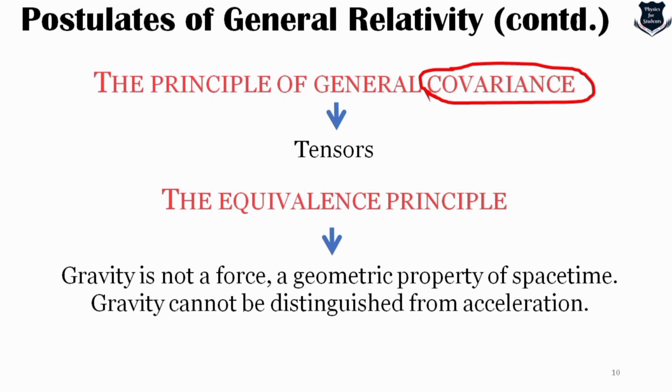So this is extremely important: if we do not understand the postulates, what covariance is and what the equivalence principle is, we won't be able to get deep into the understanding of general relativity. Because the covariance principle itself dictates what a tensor is, and the equivalence principle dictates why gravity is a geometry of space-time and not a force.